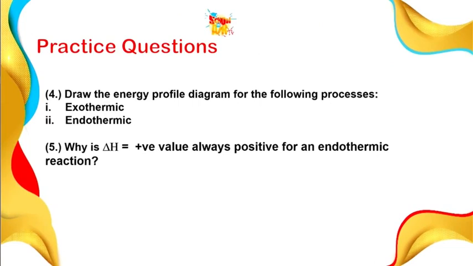Then the next question, take your pen and paper and draw the energy profile diagram for the following processes: exothermic reaction and endothermic reaction. You should be able to identify this when you see them. When they give you a question and ask, is this an energy profile diagram for exo or endo? Then the last question I have here, why is delta H value always positive for an endothermic reaction? I'm expecting a good answer for all these questions I've given you.